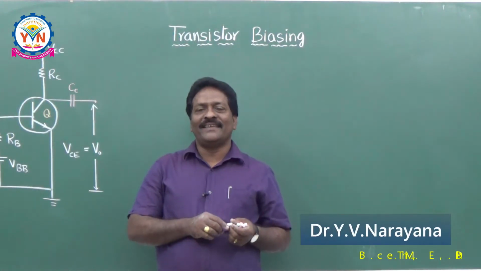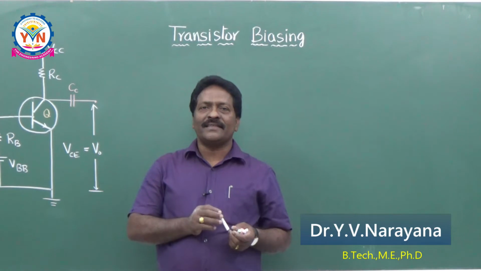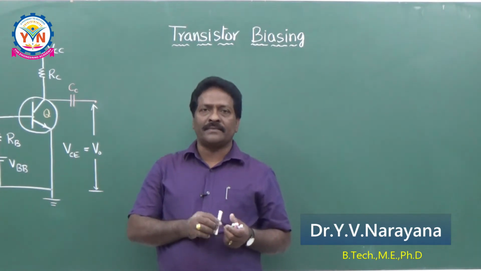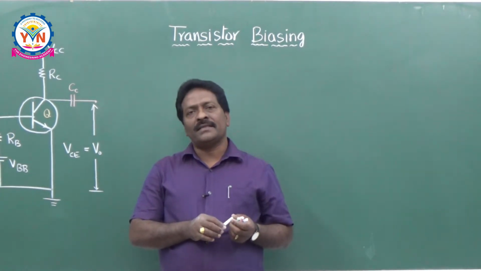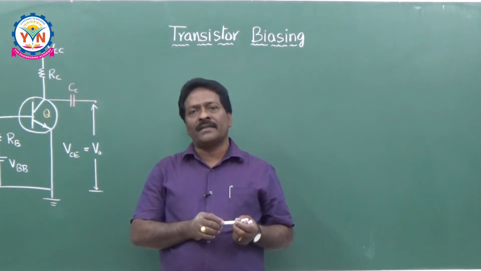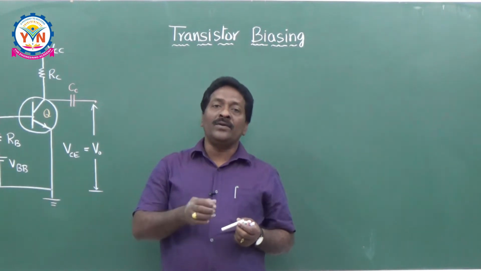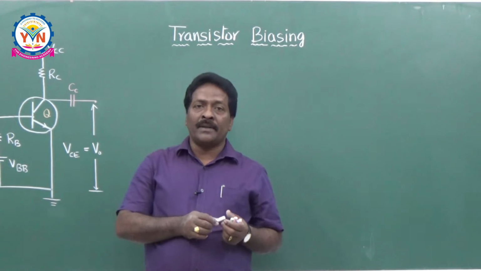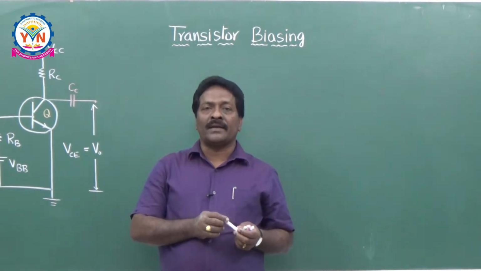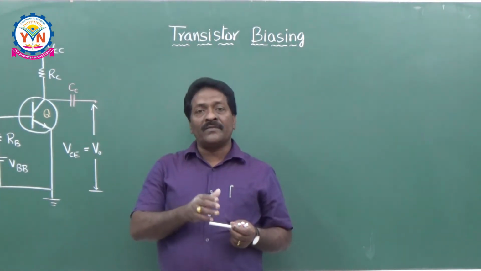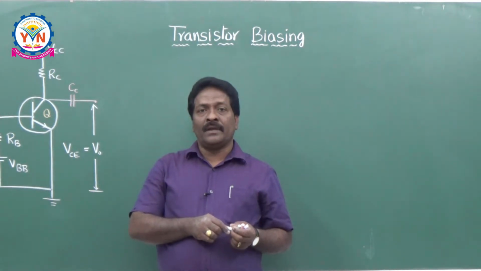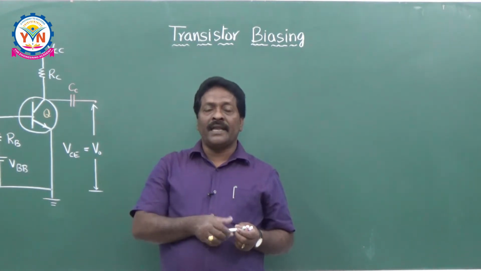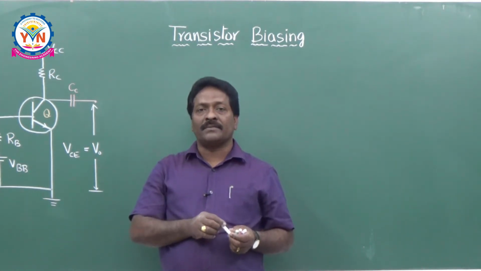Dear students, in this class, let us discuss the most important concept of transistors, that is transistor biasing. In the last classes, we have already seen the fundamentals of the transistors and concluded that out of the three configurations of the transistors, common base, common emitter and common collector, the common emitter configuration is much more popular. And taking this common emitter configuration as the basis, let me discuss the concept of the transistor biasing.